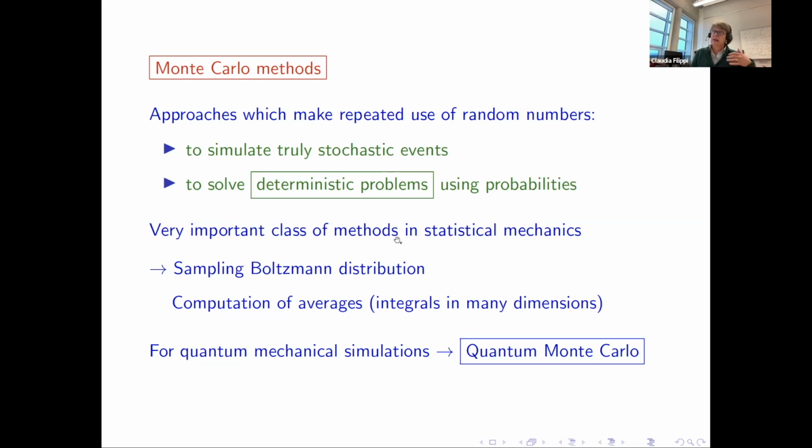Okay, so some of you, if you are a physicist or a chemist, might have encountered this method in statistical mechanics. Because they are used to sample, so to get configurations in whatever space you are, so sample the Boltzmann distribution, and therefore compute averages, so thermal averages, which are integrals in many dimensions. Okay, and once you go from classical to quantum simulation, you add a quantum in front of the Monte Carlo, you have quantum Monte Carlo methods.